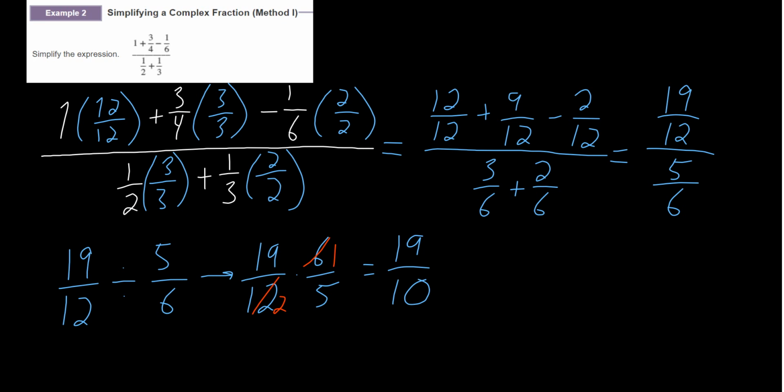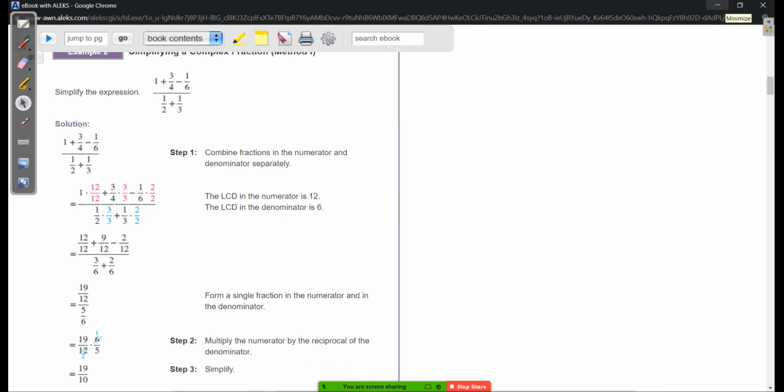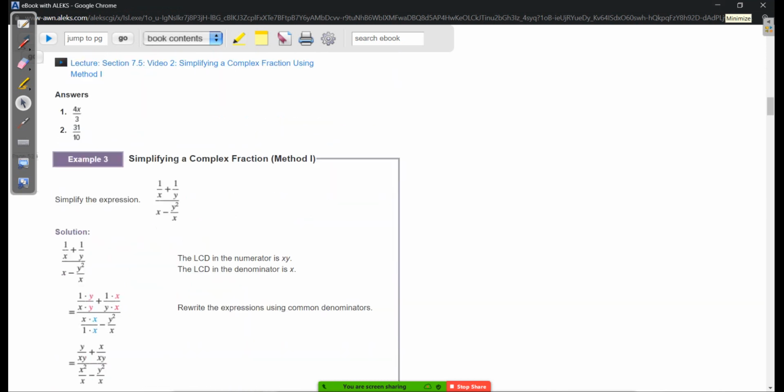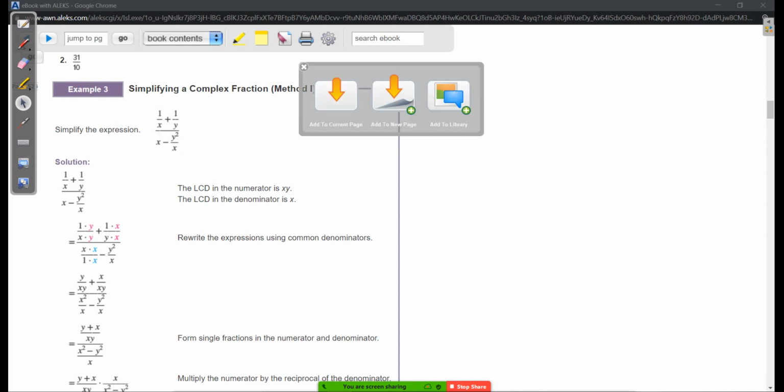Okay, let's do another example of method 1. Instead of numbers, we're going to have a bunch of letters. We love letters. I love letters.